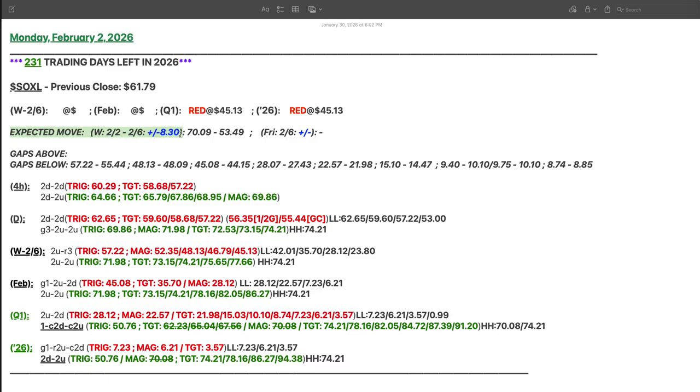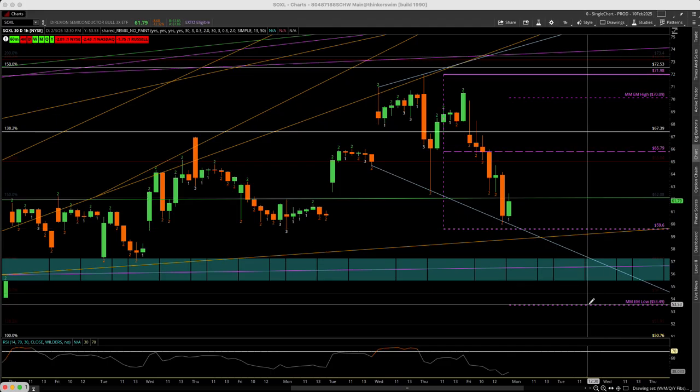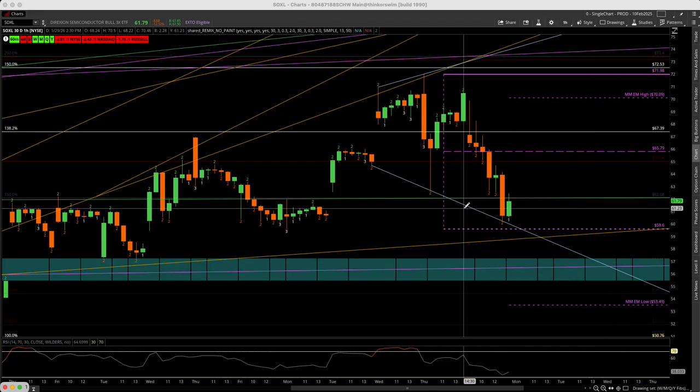$8.30. I used $8.30. What that gives us is an expected trading range of 70.09 to 53.49 for the week of February 6th. So that's all we did. We just went out to our chart and plotted it. Market maker's expected move high 70.09 and the low side 53.49. So it gives us a good picture.